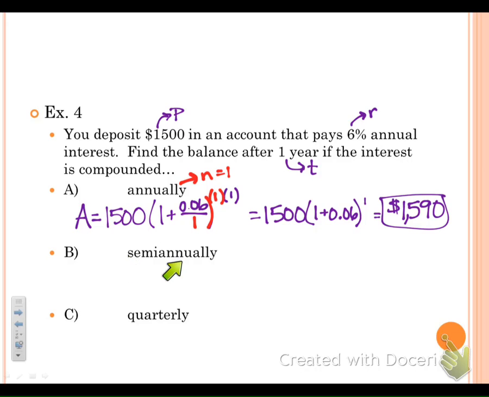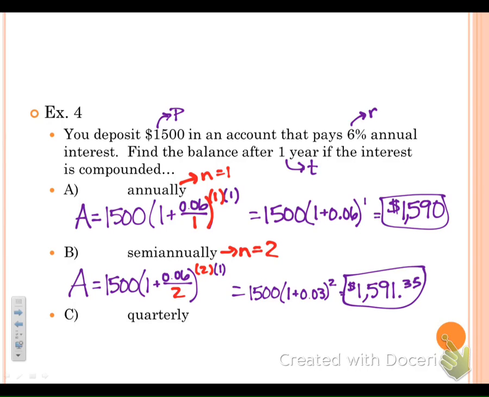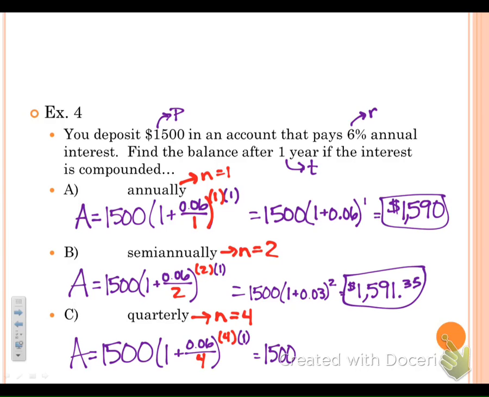Maybe we don't need to raise it to the first power, because it's compounded semi-annually. Semi meaning 2, twice a year. So now our N is going to be 2. So this red is going to change to be a 2. Everything else stays the same. Now this amount changes to 4. And this also shouldn't be too different. It's like 1,592.05.